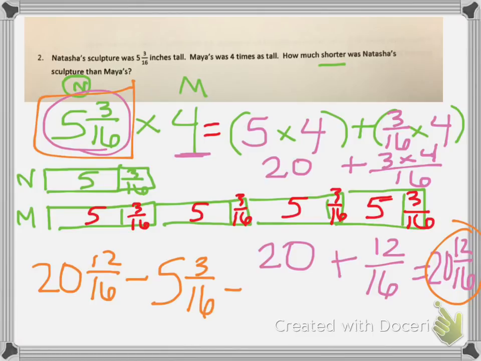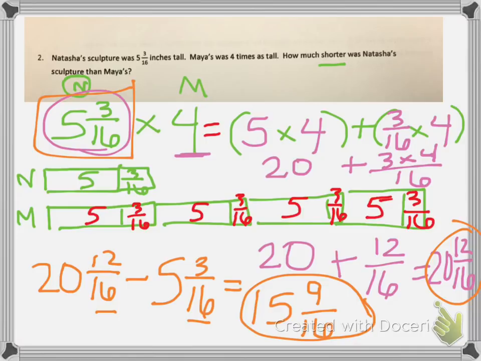Let's subtract our whole numbers. We have 20 take away 5 equals 15 wholes, and then we can do our fractions. Since they have the common denominators, we just subtract the numerator. So we do 12 take away 3 equals 9/16. Okay, so how much shorter was Natasha's sculpture than Maya's?